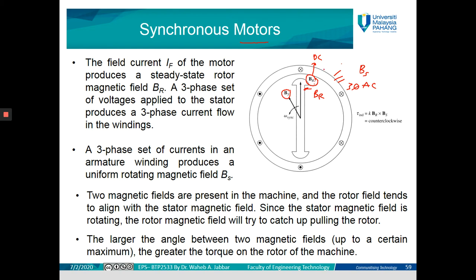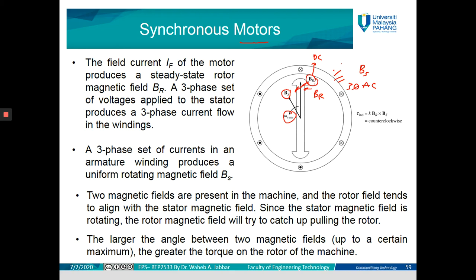So we have two magnetic fields. Since you have two magnetic fields, there is an angle between them. The difference between them will give you the synchronous speed. The rotor always tries to catch up with the magnetic field generated by the stator. Since we have two magnetic fields, we have a torque, and this torque will cause the rotor to rotate.